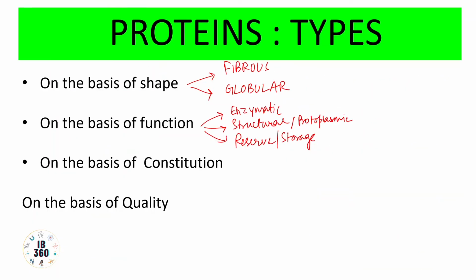Then according to their constitution, which we have already discussed, proteins can be simple or they can be conjugated. Simple means they would be made of only amino acids.